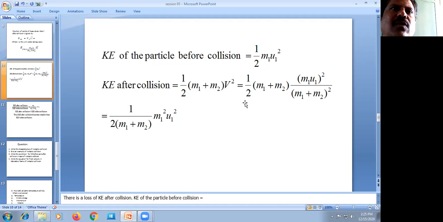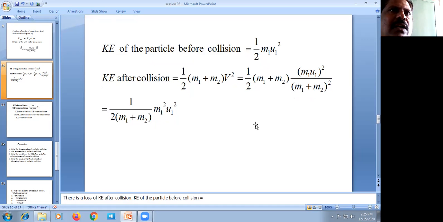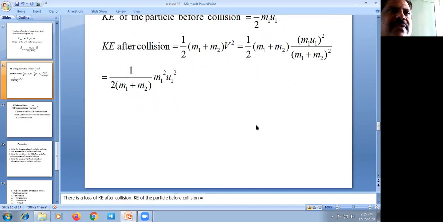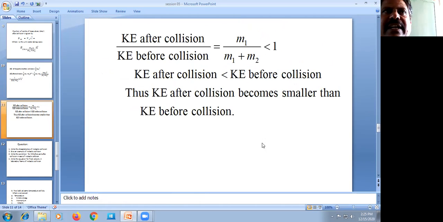Simplifying, we get 1 by 2 (m1 plus m2) into m1 square u1 square divided by (m1 plus m2) square. One factor of m1 plus m2 cancels. Next, divide the kinetic energy after collision by the kinetic energy before collision. That is equal to m1 divided by m1 plus m2.